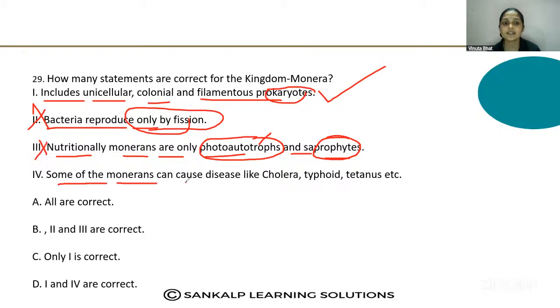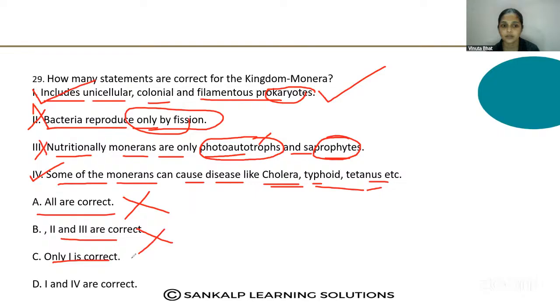Some monerans can cause disease like cholera, typhoid, and tetanus. Yes, they cause some diseases. These are all caused by bacteria. So option 4 is the correct one. Option 1 and 4, here all are correct? No, all are not correct. 2 and 3, only one is correct. Here 1 and 4 are the correct ones. Option D is the correct answer.